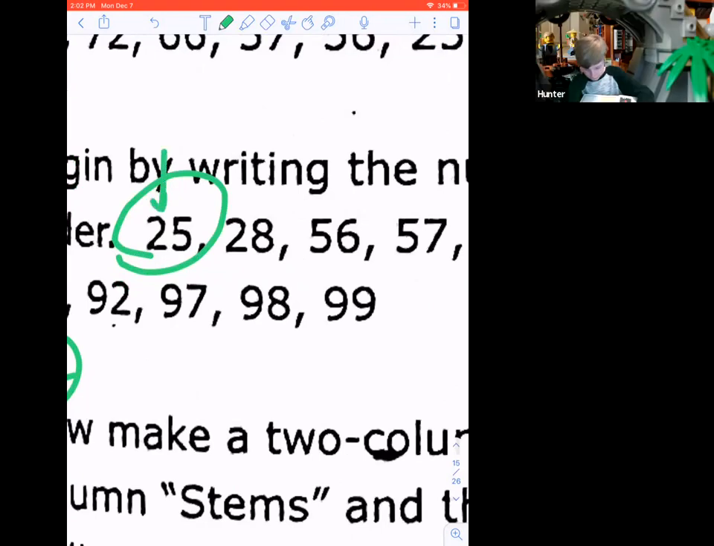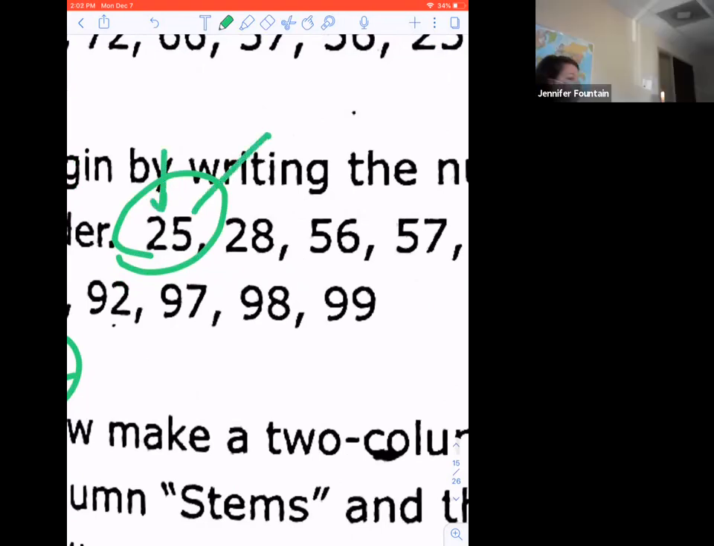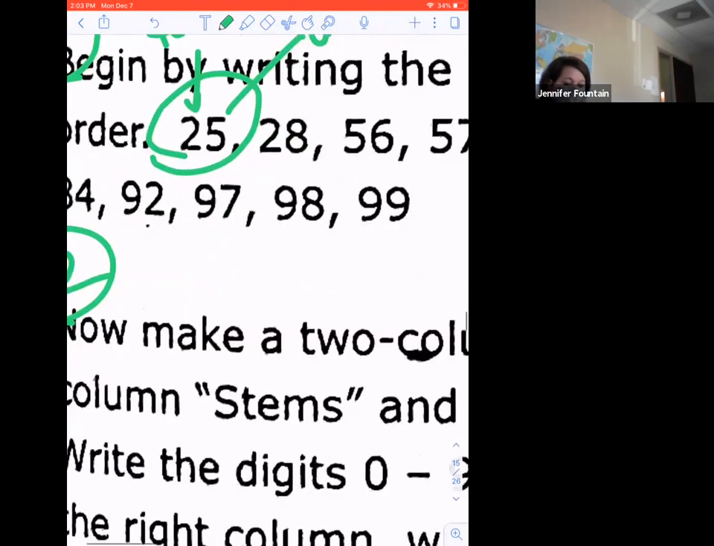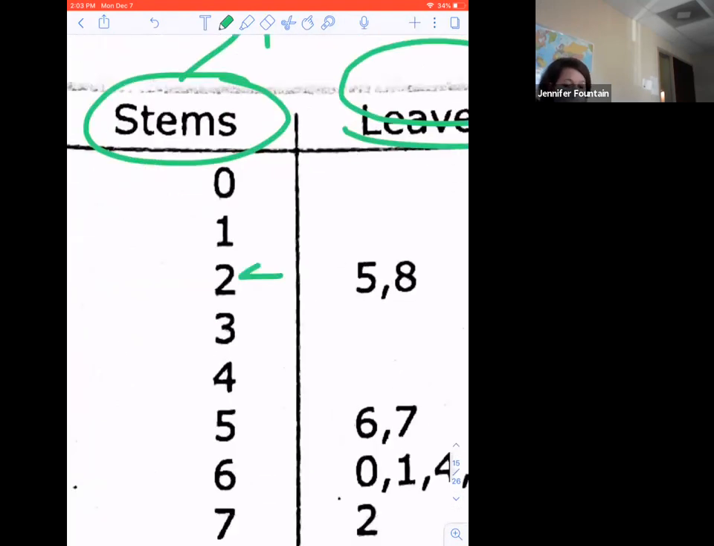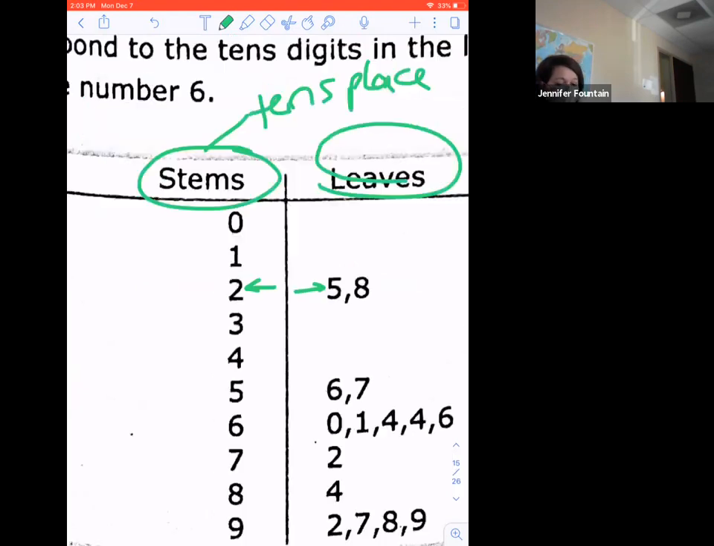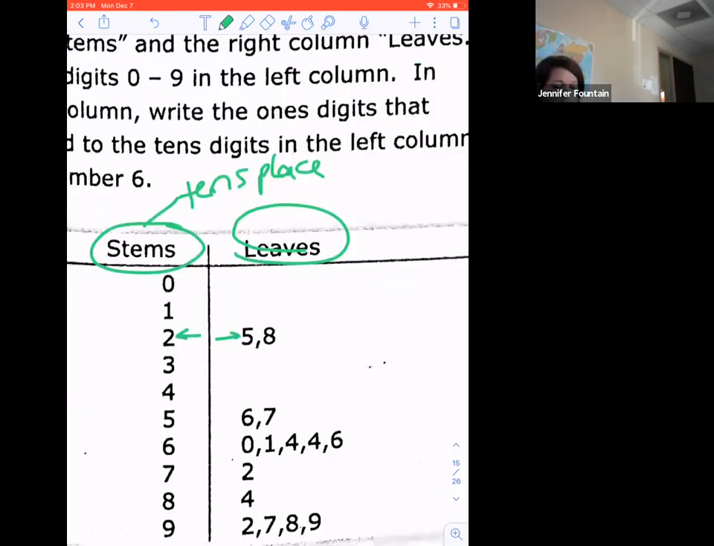A two is in the tens place. What number is in my ones place? Five. So my two is in my tens place, and five is in the ones place. So you can see down here, when I have a two as a stem in my tens place, I put a five as a leaf in my ones place. So basically my stems are like the tens place and the leaves are my ones, okay?